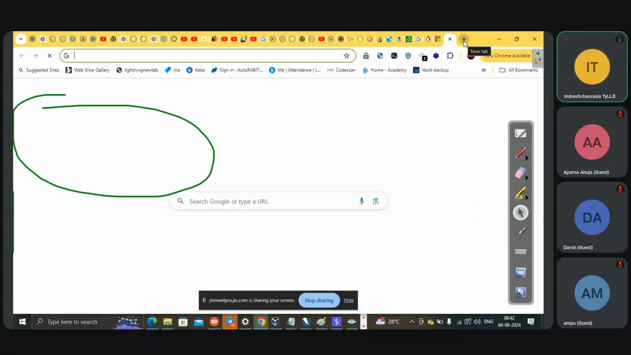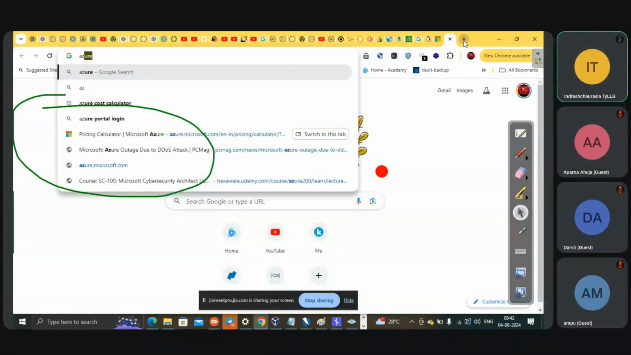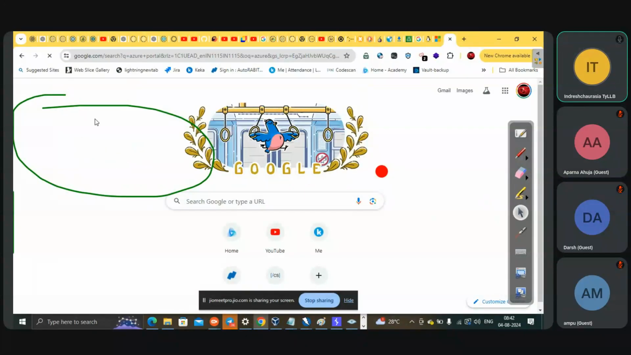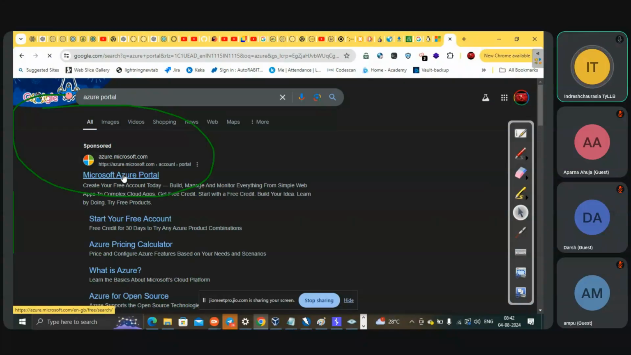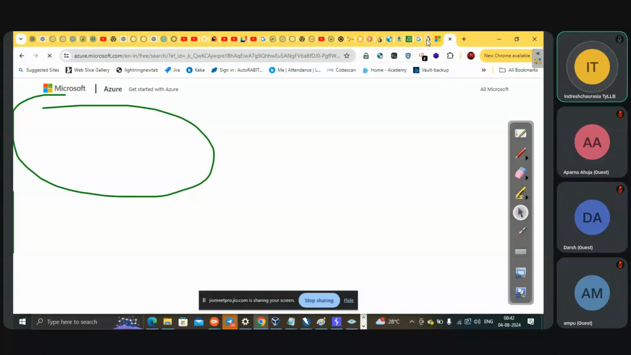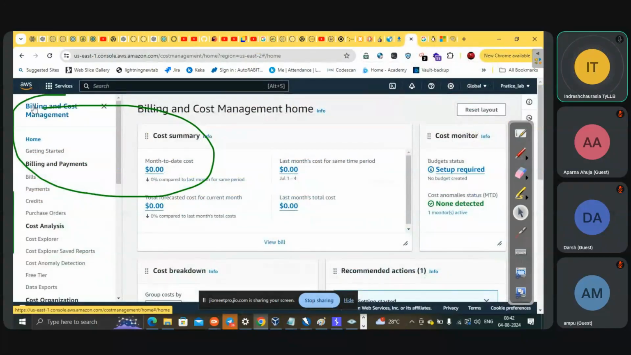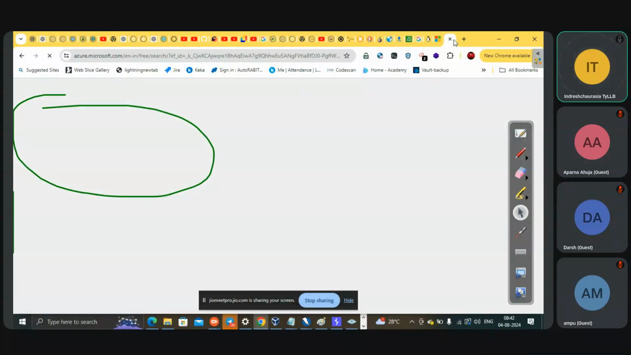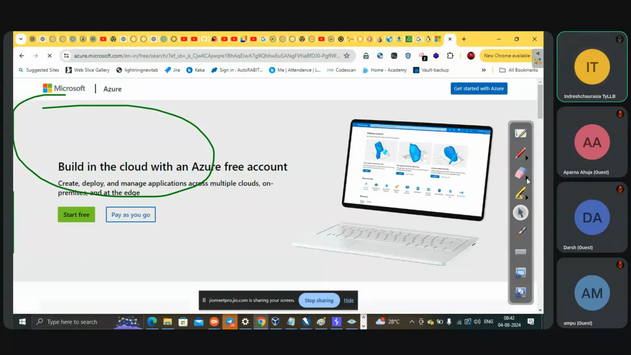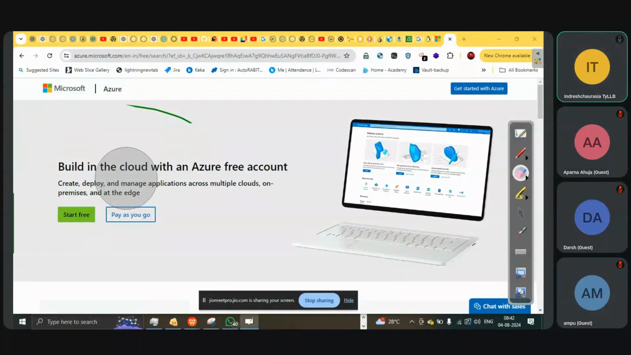We have seen AWS. Now let's see how Azure looks. This is the Azure portal. This is how the AWS portal looks, and this is the Azure portal. It is going to look the same way; everything is the same. You have to set up the account. See, Start free.